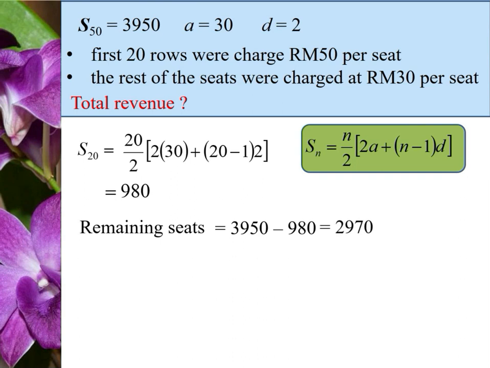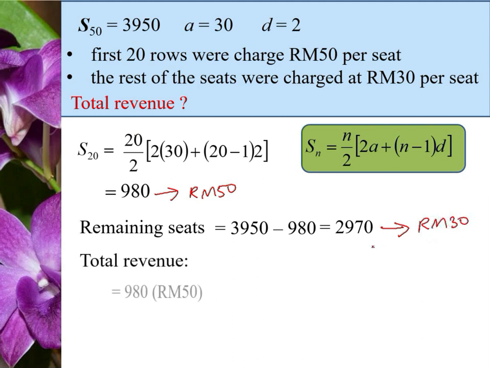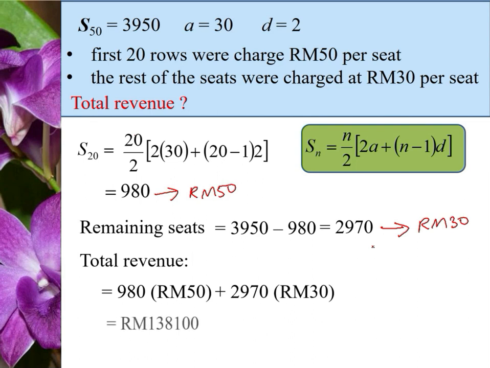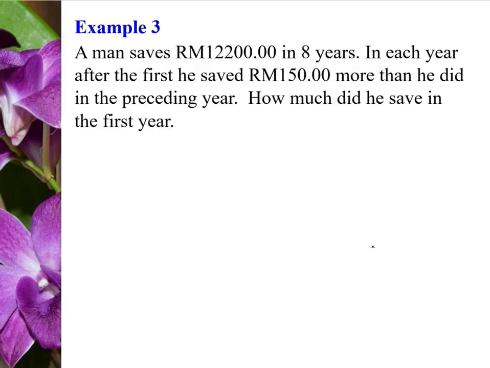This means 980 seats are charged 50 ringgit per seat, and 2,970 seats are charged at 30 ringgit per seat. So the total revenue would be 980 seats times 50 ringgit plus 2,970 seats times 30 ringgit. Total revenue is 138,100 ringgit.